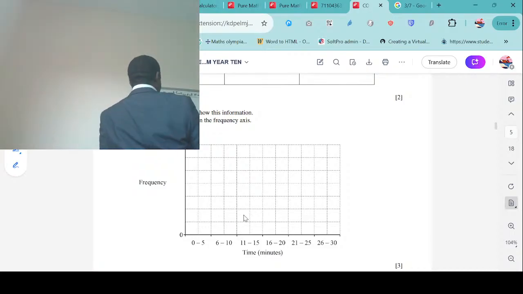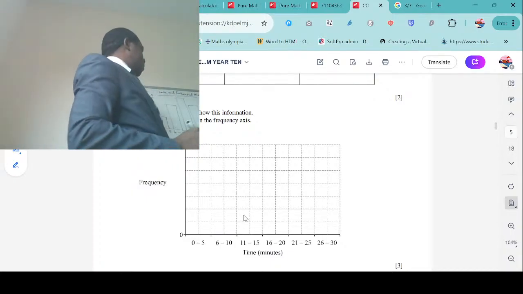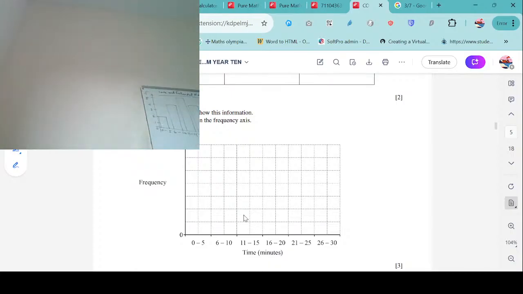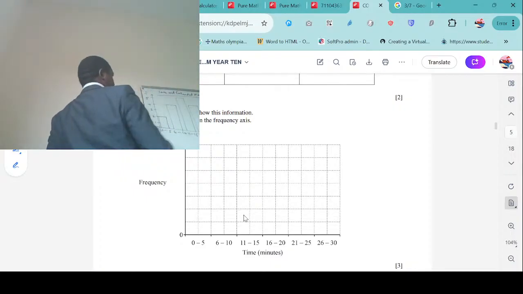Then I'll go to 6 to 10, that's 4. So the logic with this, don't forget, they have to be equal in width. Then 11 to 15 is 5. So equal width. Then 16 to 20 is 4. Then 21 to 25 is 2. And 26 to 30 is 1. Okay, that's the bar chart of the frequency.